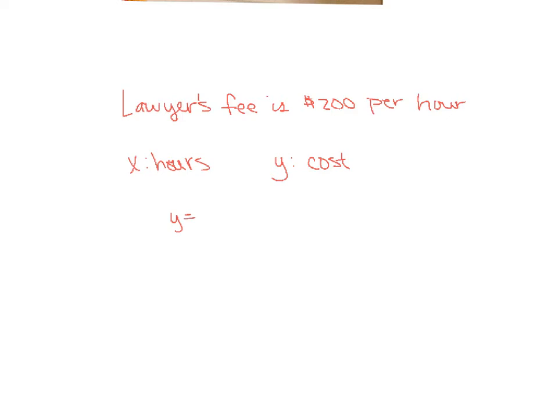So we always need y equals something. In this case, we can multiply the hours by 200 and get the total cost. So in order to show that, we just do 200 times x, because that shows whatever amount of hours I am there, put in for x, and I will get my cost.